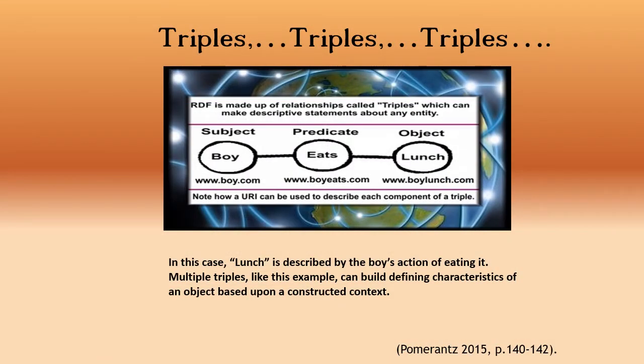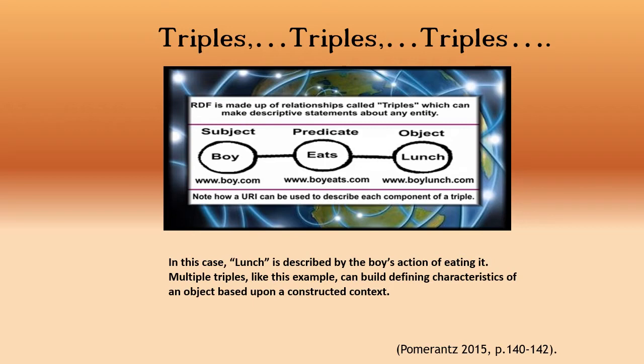RDF is made up of relationships called triples, which can make descriptive statements about any entity. You may recognize the formula below from basic language classes demonstrating a subject-verb relationship in English. But here the formula is used to describe an object. And in this case, lunch is described by the boy's action of eating it.